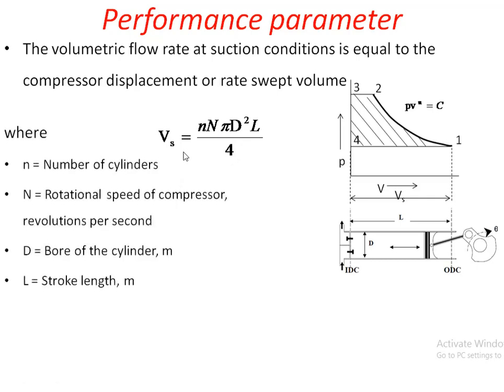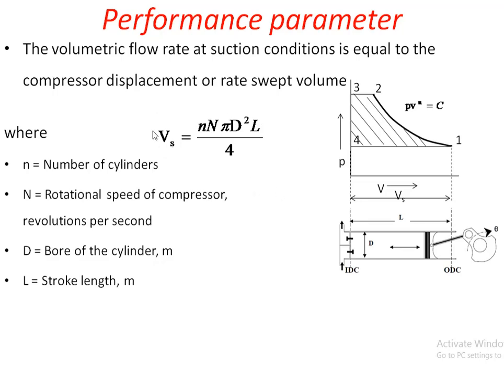So here the volumetric flow rate will be in meter cube per minute. If you want meter cube per second, then you have to divide the RPM by 60. N should be in revolutions per second. If the speed is given in RPM, then N should be divided by 60, and then you get meter cube per second. So the volumetric flow rate for an ideal compressor will be equal to the swept volume.